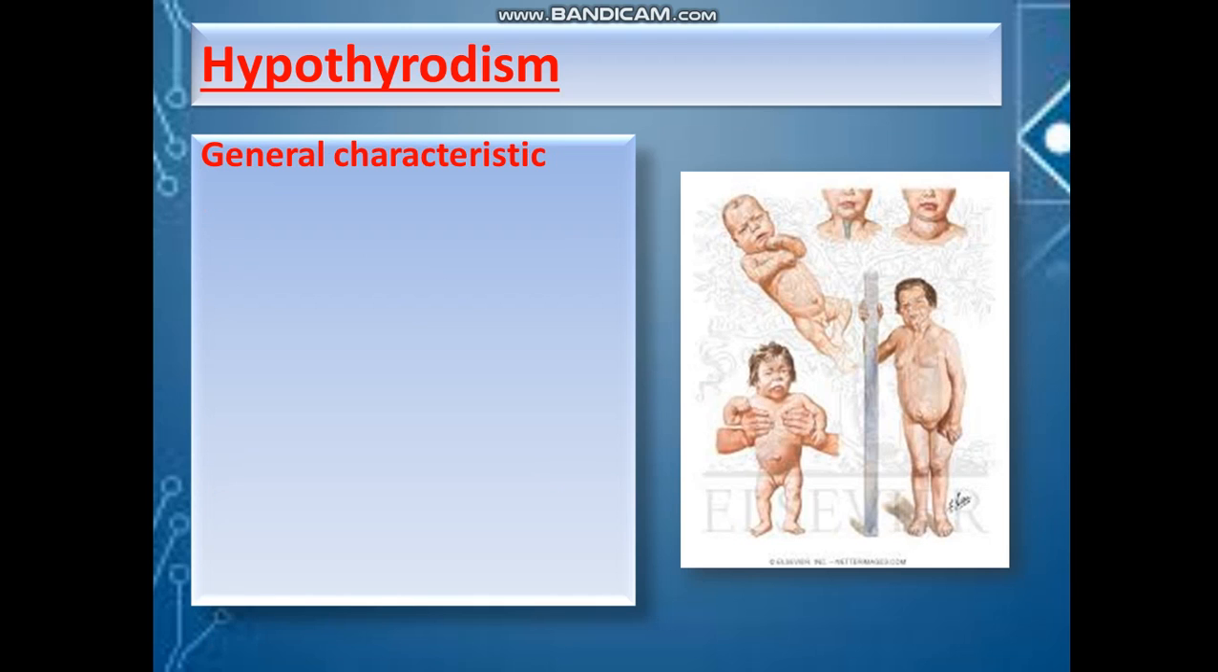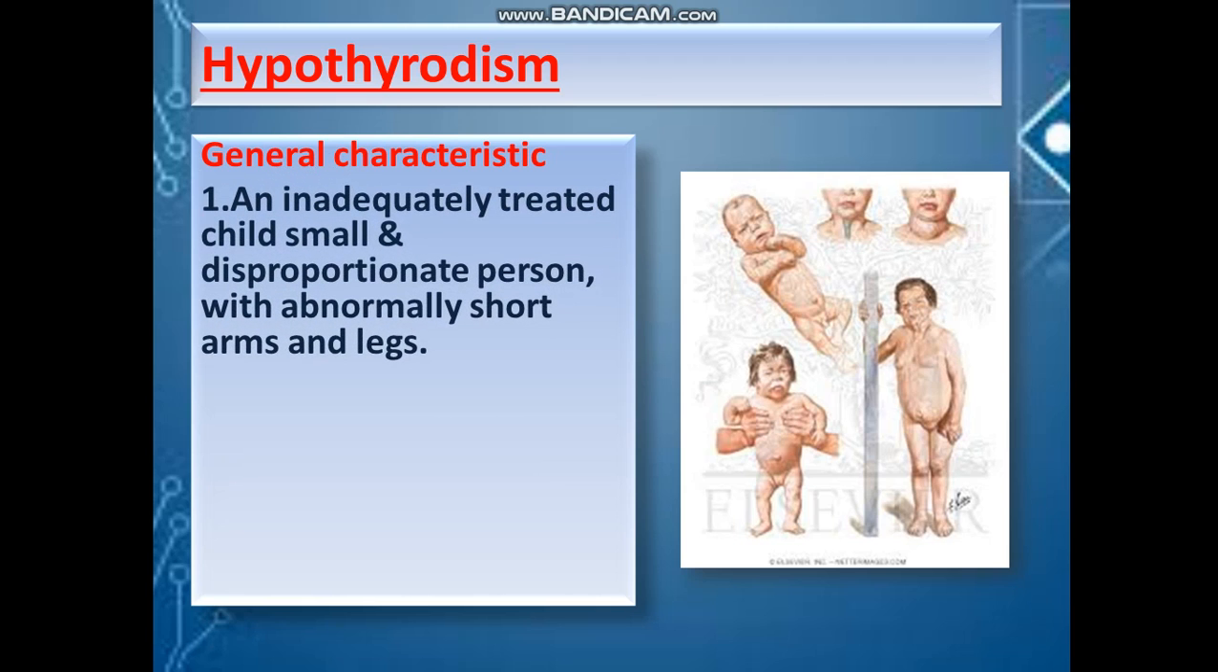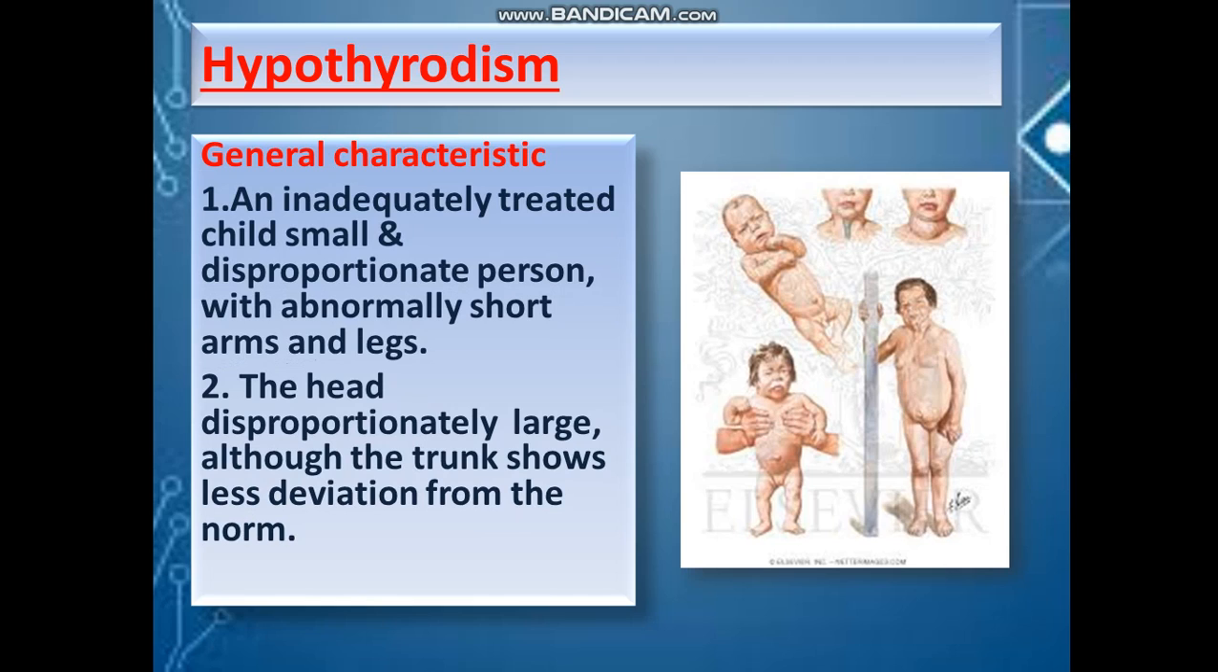General characteristics. The general characteristics of the child afflicted with congenital hypothyroidism are: the child, if inadequately treated, will appear small in size, a disproportionate person with abnormally short arms and legs. The head is also disproportionately large, although the trunk shows less deviation from the norm. Obesity.